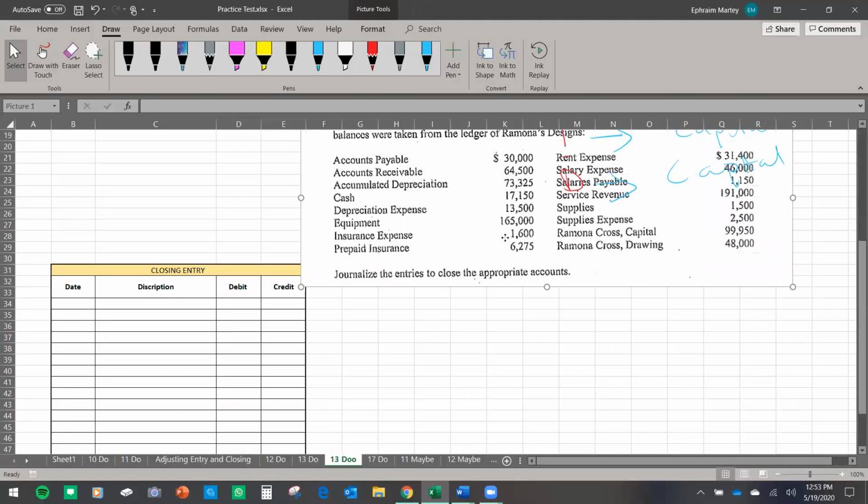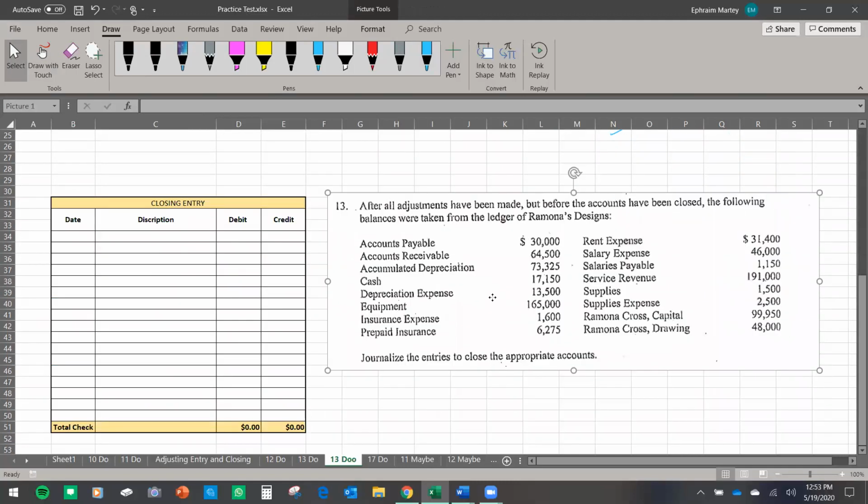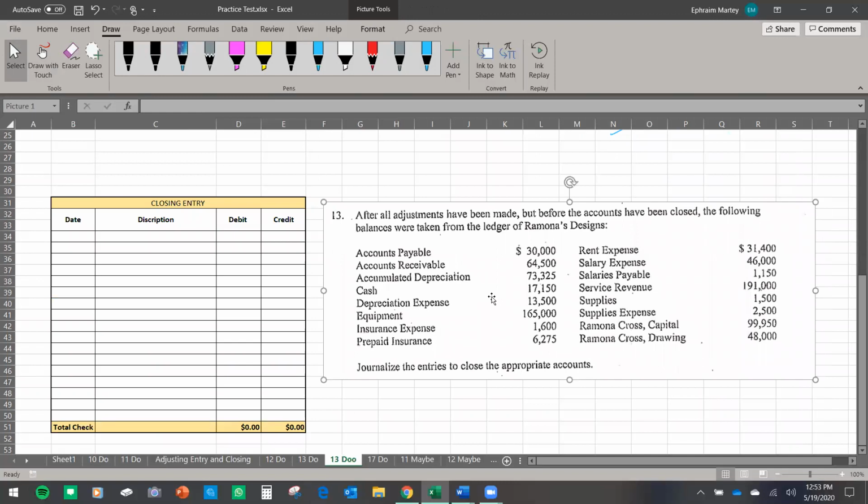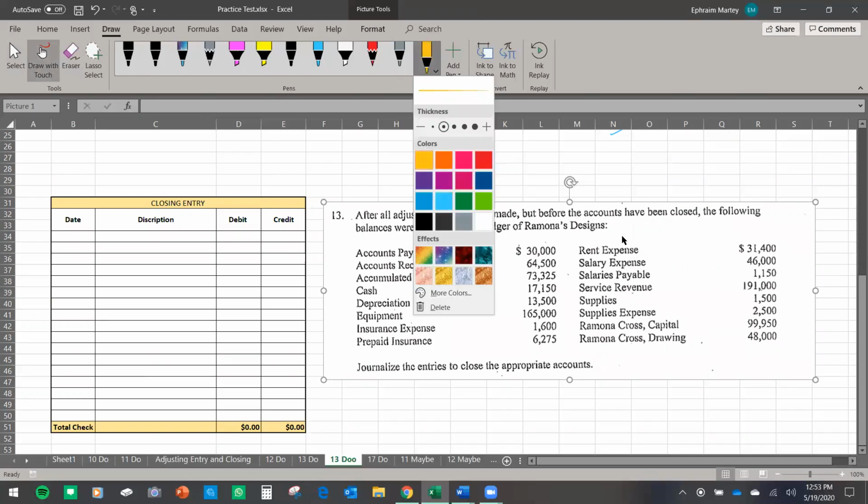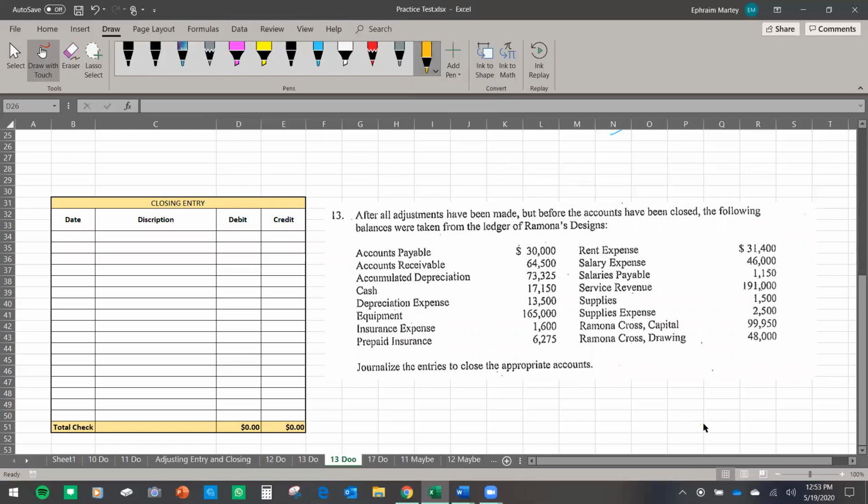Now let's go ahead and journalize these accounts. I'm going to put it on the right-hand side so we will see it side by side. We will begin by looking for our revenue. Where is our revenue? Let's look for those bad boys. We have anything that has revenue attached to it. So this is a revenue.